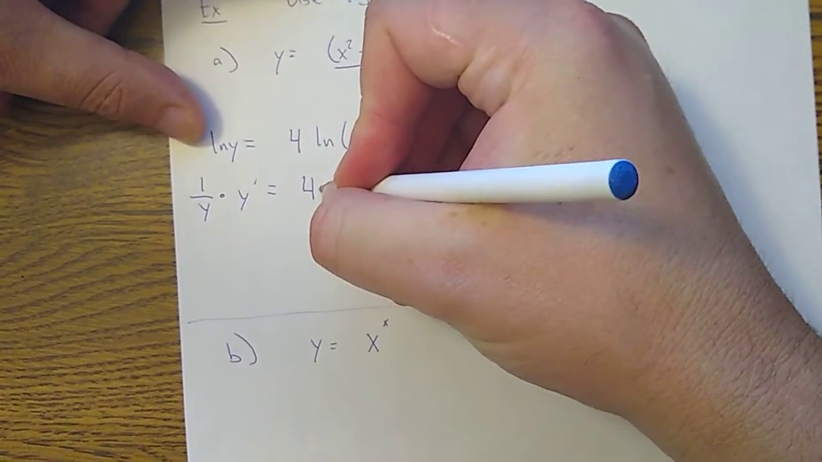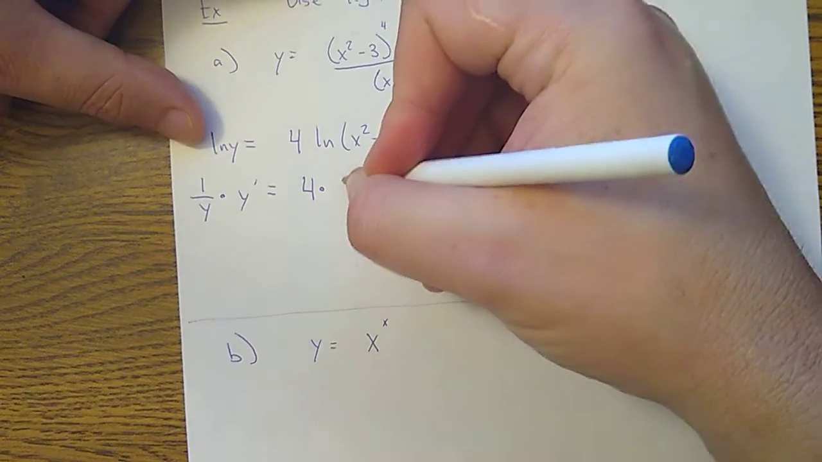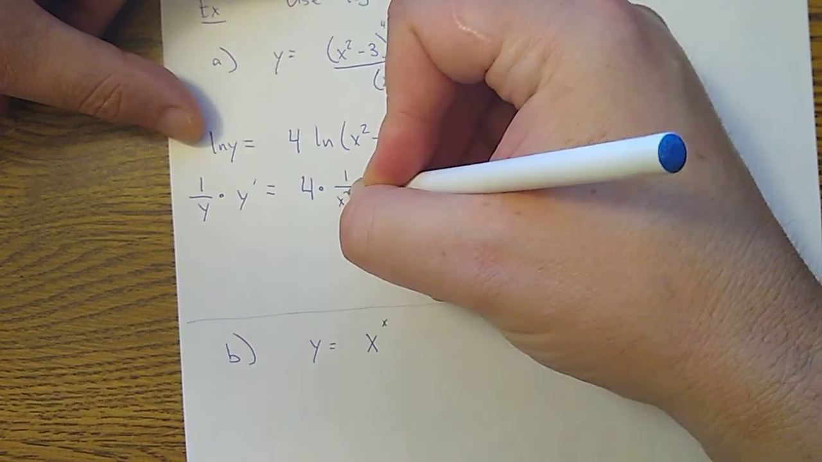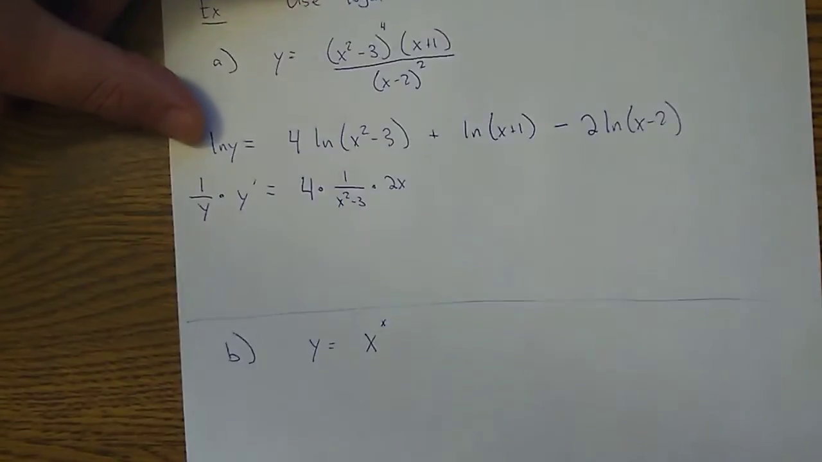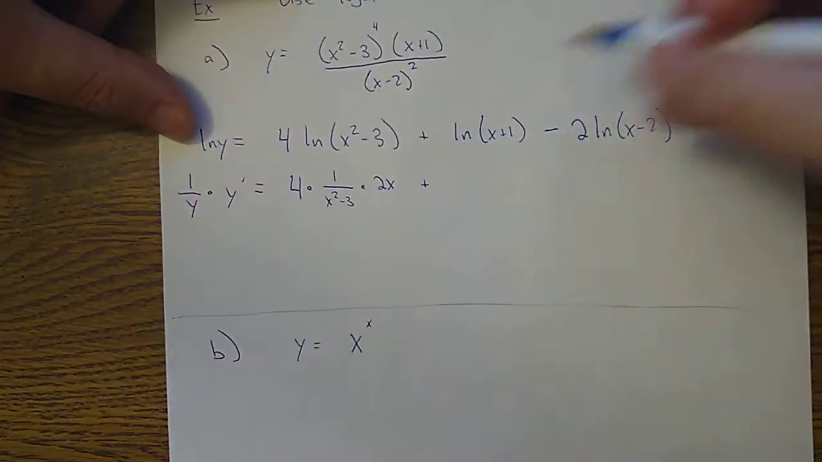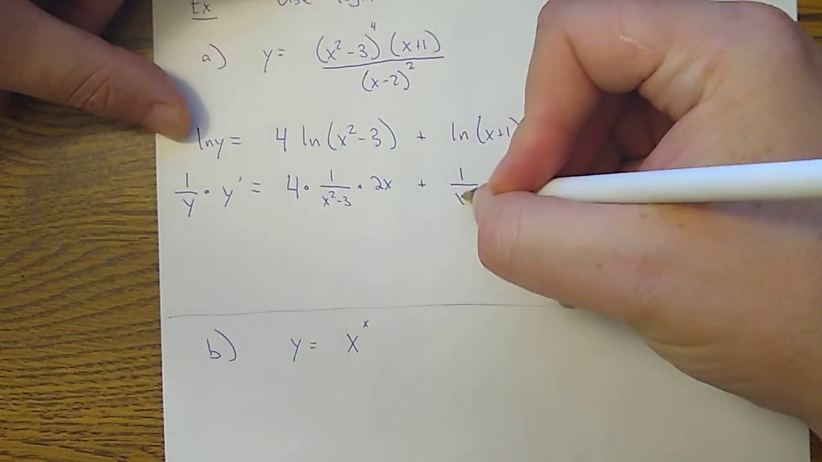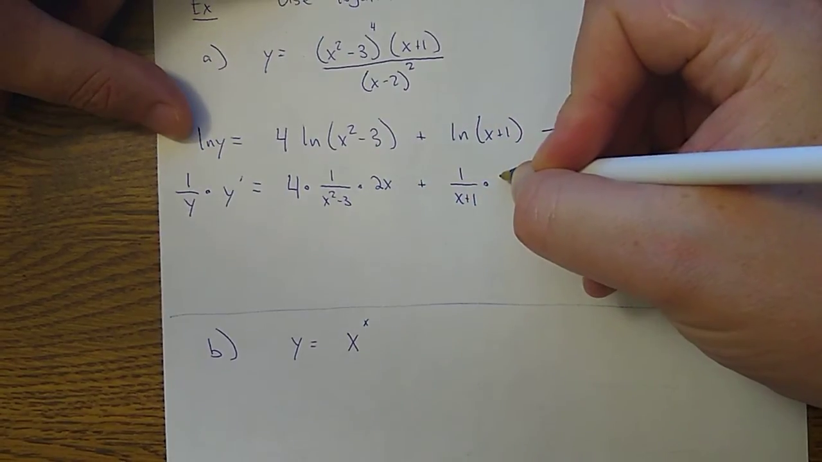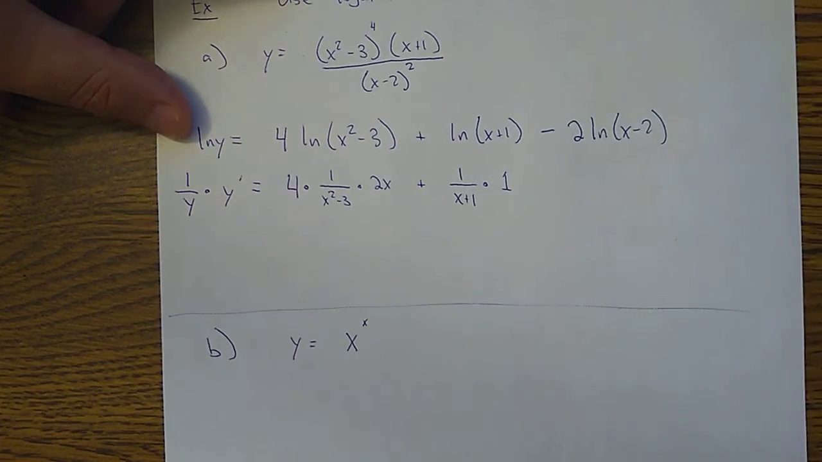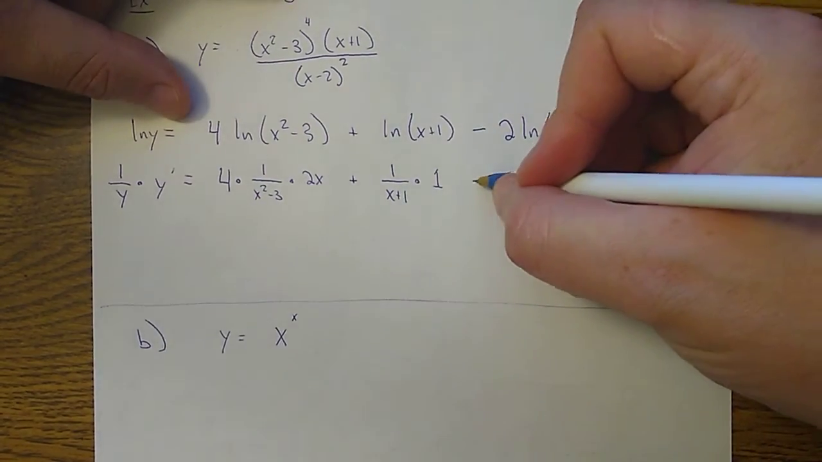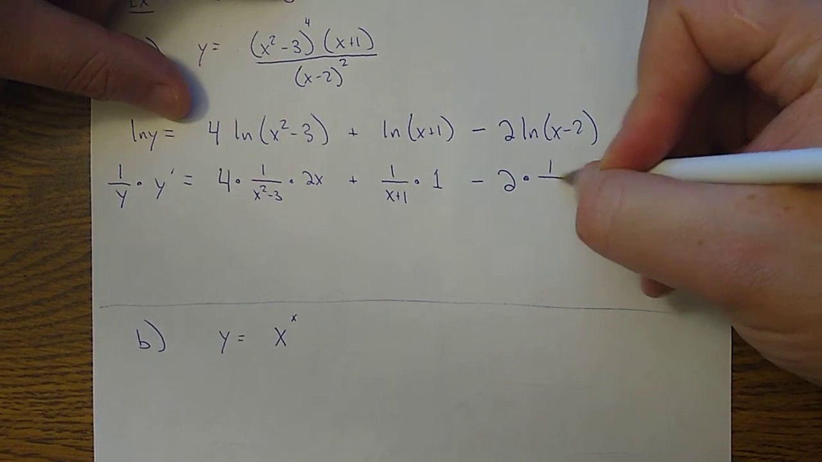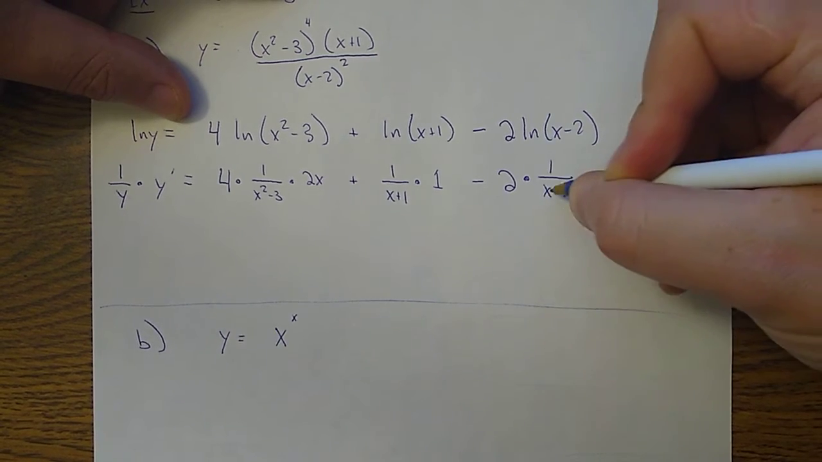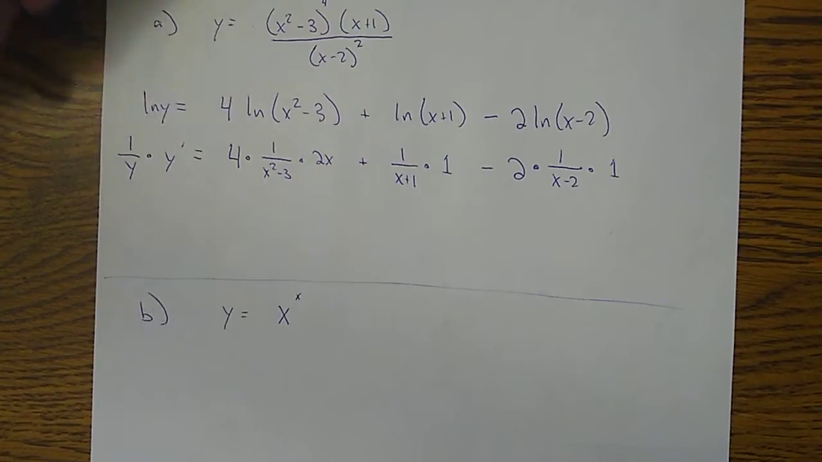Okay, so now let me do the derivative of this. So I've got a 4 times, okay, now I have a little chain rule, so it's 1 over the inside times the derivative of the inside, which would just be 2x. Now I have 1 over x plus 1 times the derivative of the inside, which is just 1. Now I would have a negative 2. The derivative of natural log x minus 2 would be 1 over x minus 2 times the derivative of the inside, which is 1.